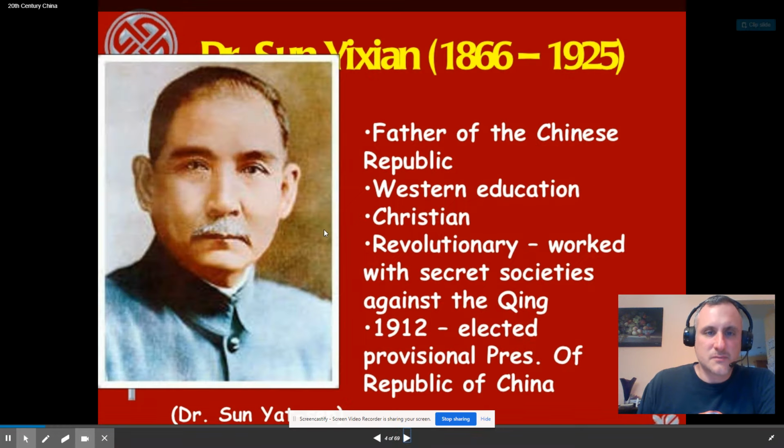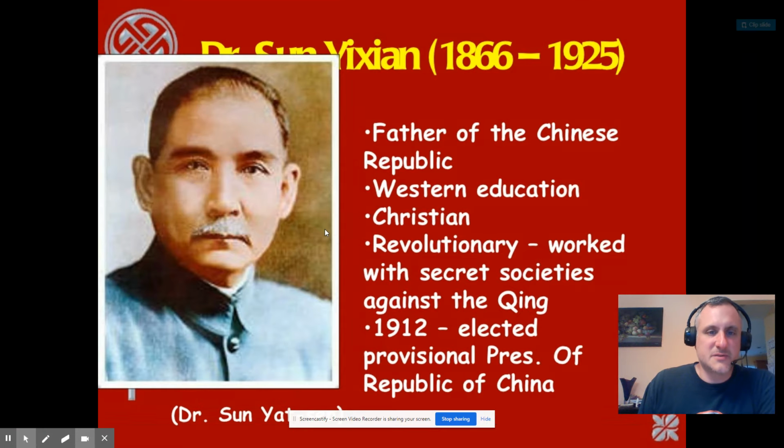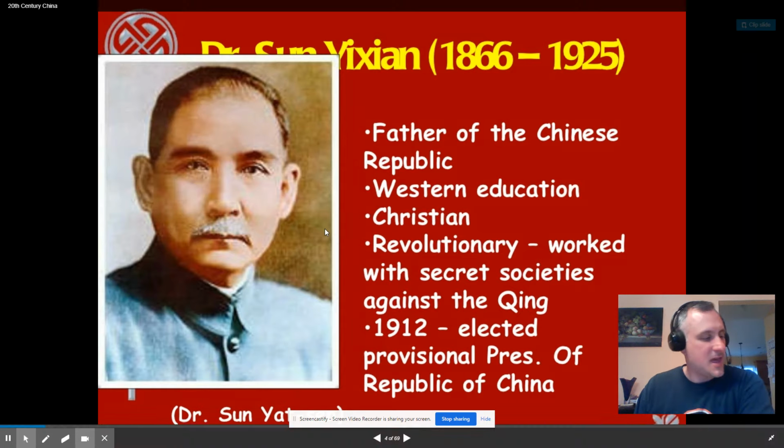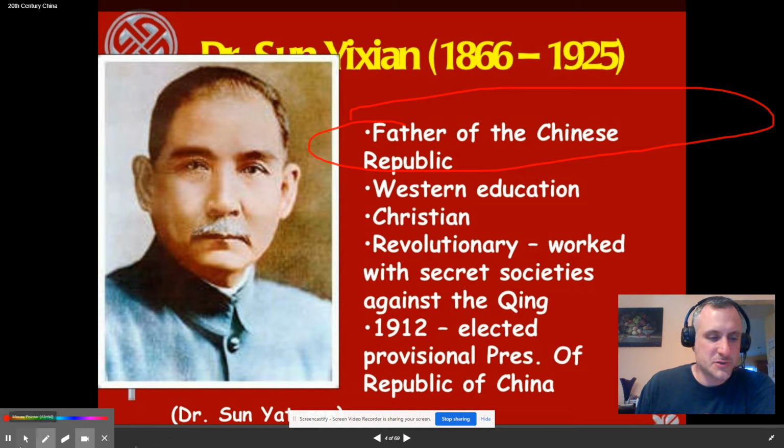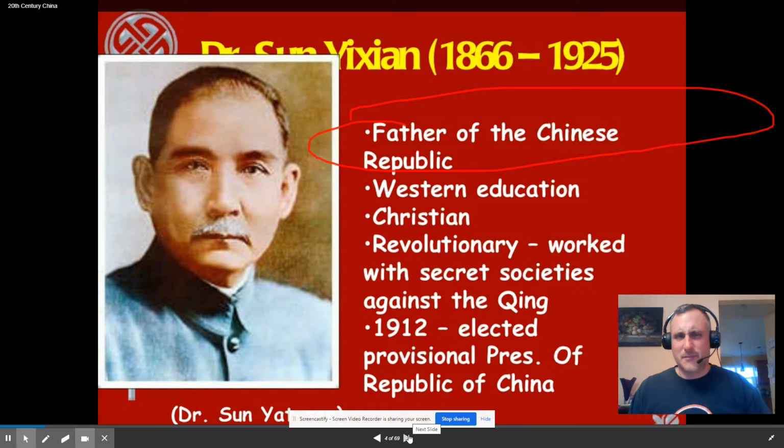The first president or type of leader was Sun Yat-sen, and he's the father of the Chinese Republic. That's the answer right there, the father of the Chinese Republic. And he's got a really good vision, but he's kind of extreme in punishing people who don't listen. You'll get to see it a lot in Chinese history.